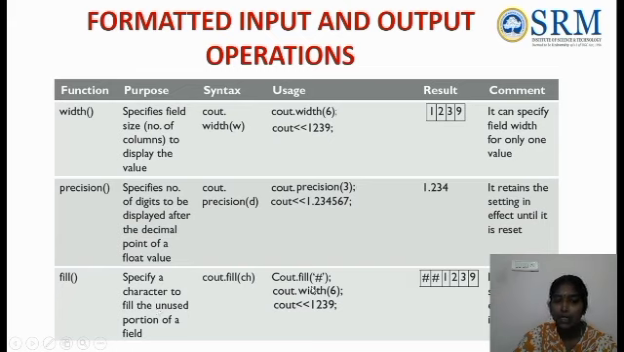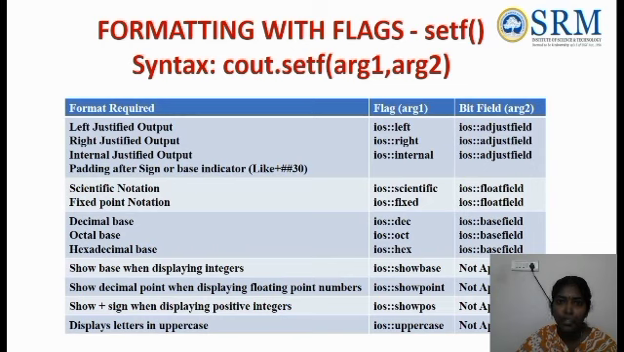The fill function specifies a character to fill the unused portion of the field. See here how we can use it. cout.fill is the character to be filled in unused space. The width I have specified here is 6 and the value to be displayed is 1239, given in the cout statement. So the total length is 6. I have used 4 digits, 1239, and the remaining 2 unused spaces are filled with the hash character.